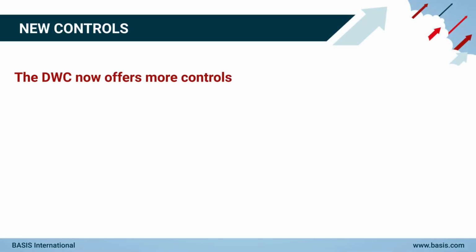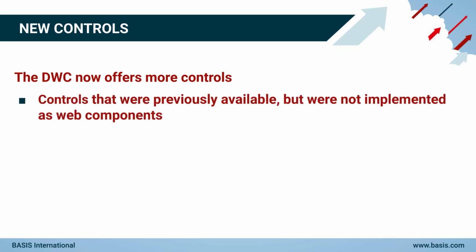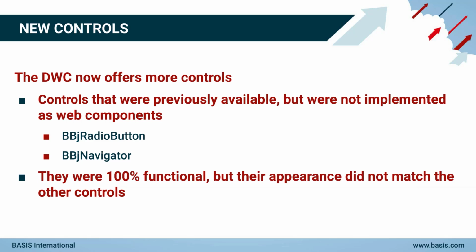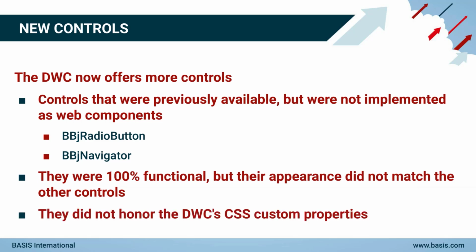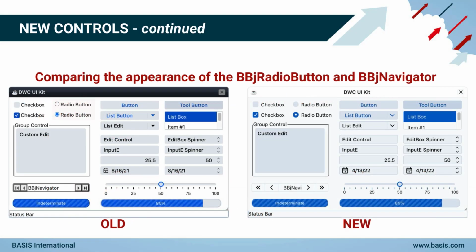New controls. The previous session showed most of the DWC's controls in their finished state, meaning that Basis implemented them as web components. However, the two exceptions were the radio button and navigator controls. Even though they were completely functional at the time, they didn't look like the other controls or use the DWC's CSS custom properties. Going back to the UIKit demo, we can compare the radio buttons in their previous state versus what they look like today.